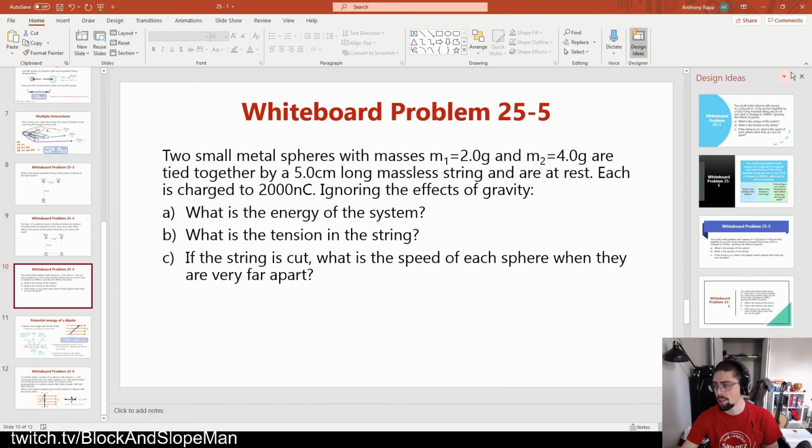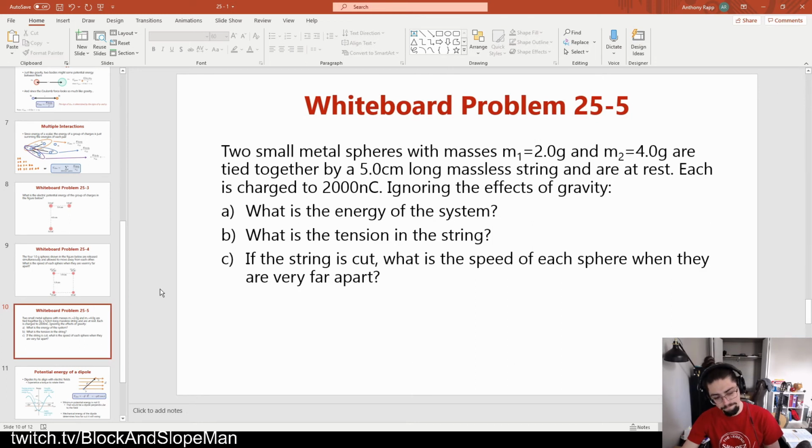One more, and this one's going to be a little bit more tricky. I have 2 metal spheres with masses 2 grams and 4 grams. They're tied together by a 5 centimeter long massless string, right? So let's say center to center, 5 centimeters. Everything starts at rest, but the string is taut between them. If each of these metal spheres is charged with 2,000 nanocoulombs, what is the energy?